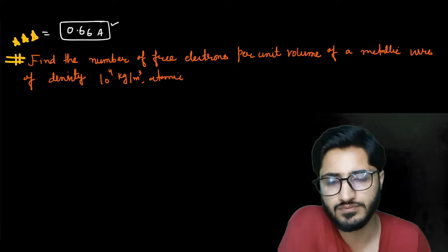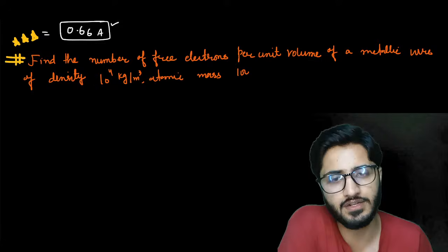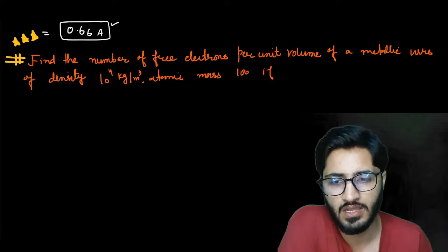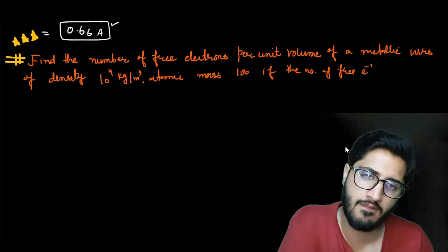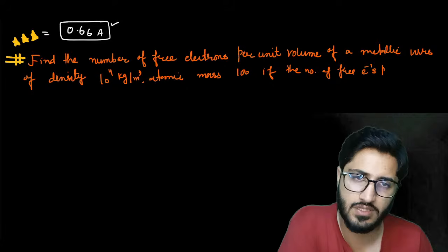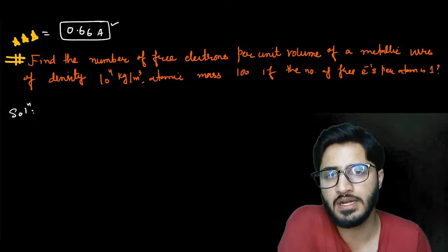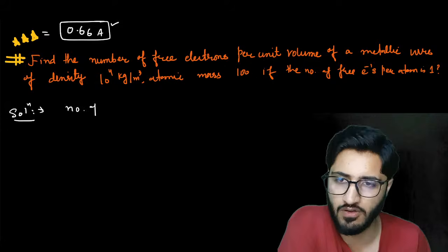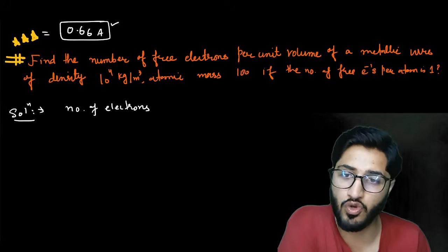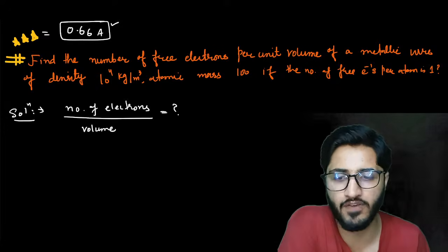Atomic mass is 100. If the number of free electrons per atom is 1. How to get it? So what we need to find out? Number of free electrons per unit volume. So I will write number of electrons per volume. This thing I need to find out.